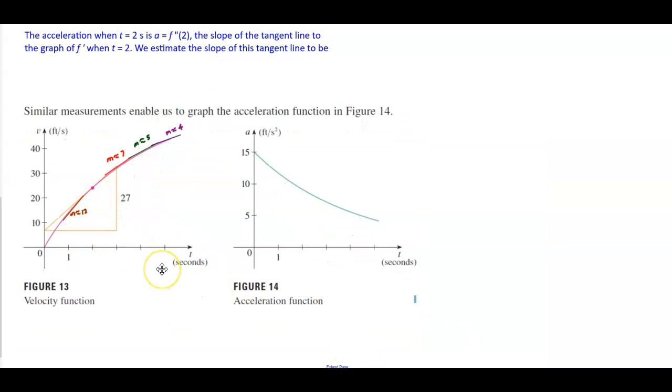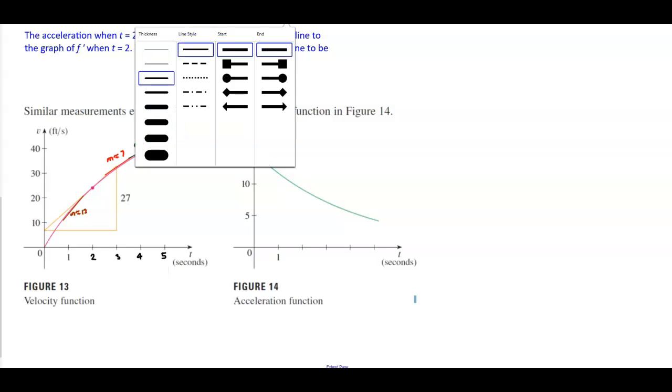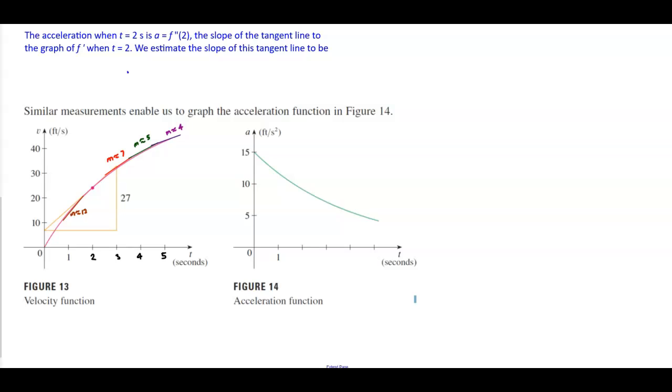So if we take a look at the point 2 here, so this is 2, this is 3, 4, and then 5. At the point of 2, we want to find the acceleration a of 2. And so what that equals is f double prime of 2, which means at the value of 2, we create a tangent. That means we want to find the velocity slope at the value of 2. So when we create our slope triangle, we can see that we get 27 over 3. So that means we get approximately 27 over 3, which equals 9 feet per second squared.